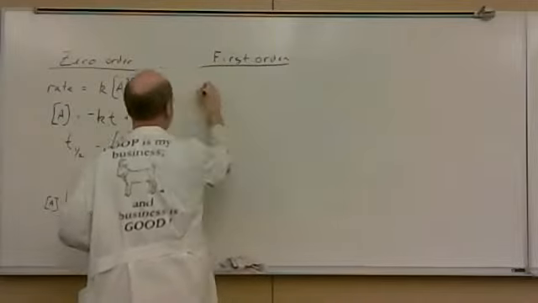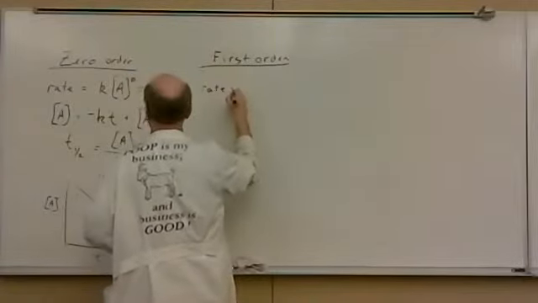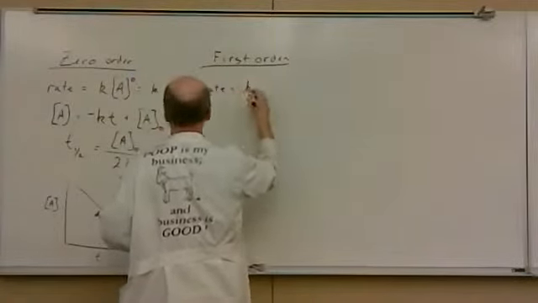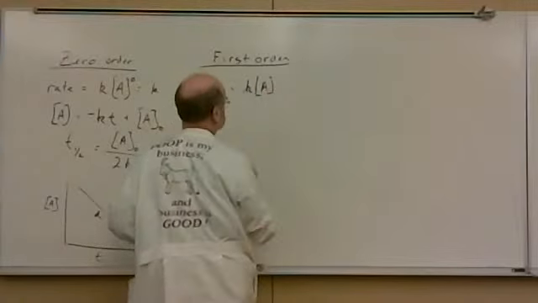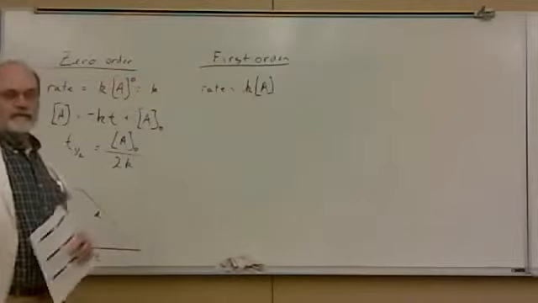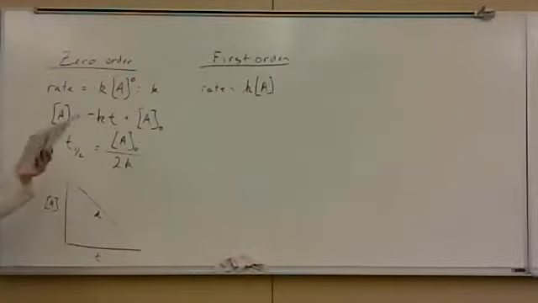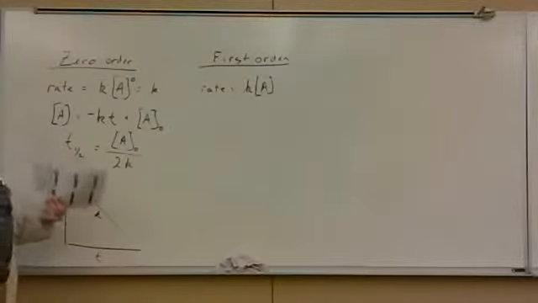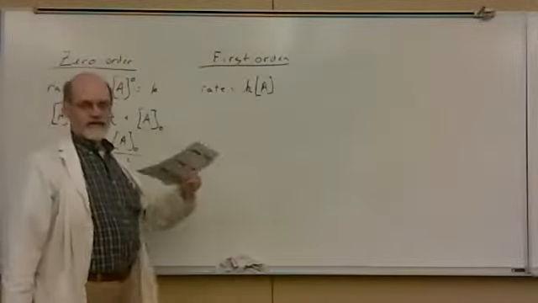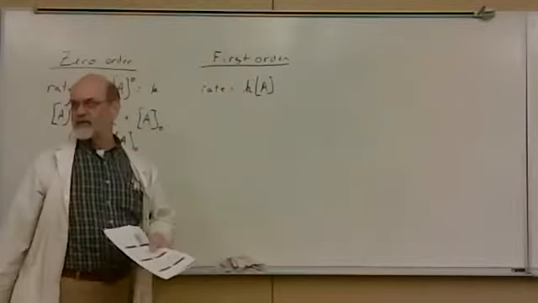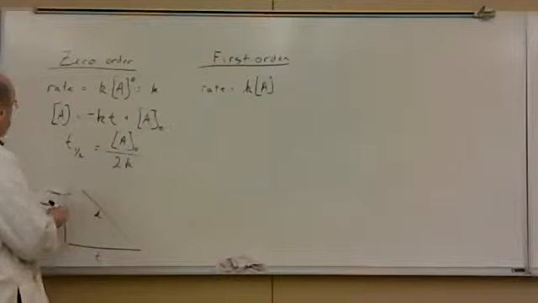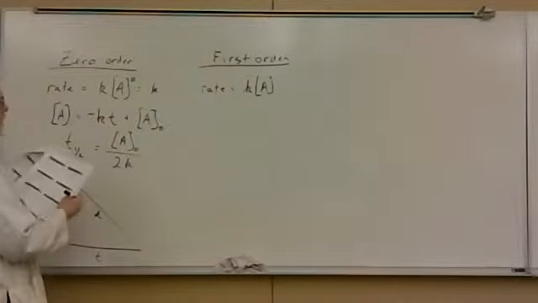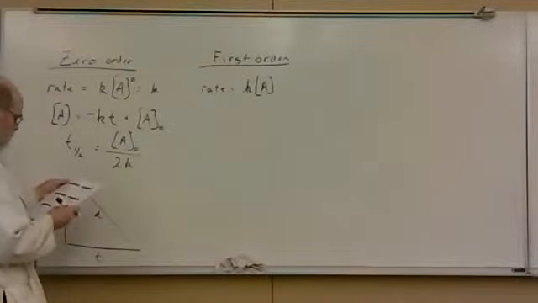Okay, for first order, the rate, you can probably guess, is A to the first power. Right? I didn't write 1 in there because it's redundant. We don't write 1 if there's already a symbol there. Now, that's the differential expression.